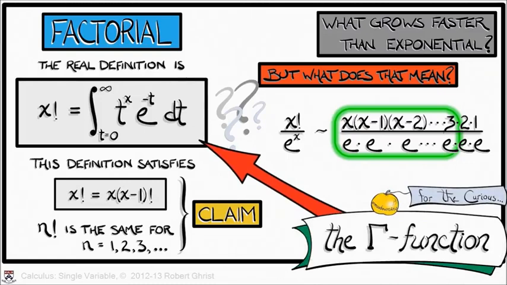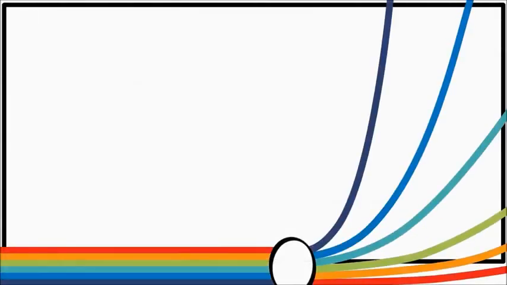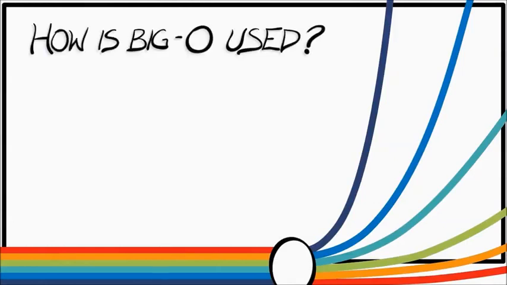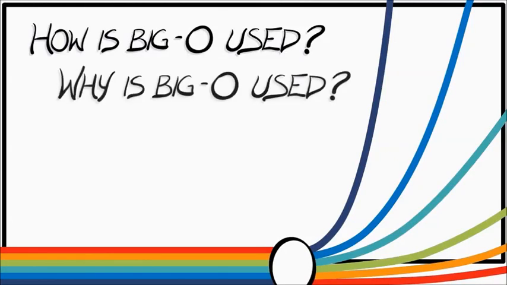If you're curious about this unusual sort of definition, look up information about the gamma function. We'll return to that a little bit later in this course. What I'd like to spend some time on is a bit of discussion about big O. How is this language used? Why is this language used? It is ubiquitous in applied mathematics, and you're going to see it at various points throughout this course.